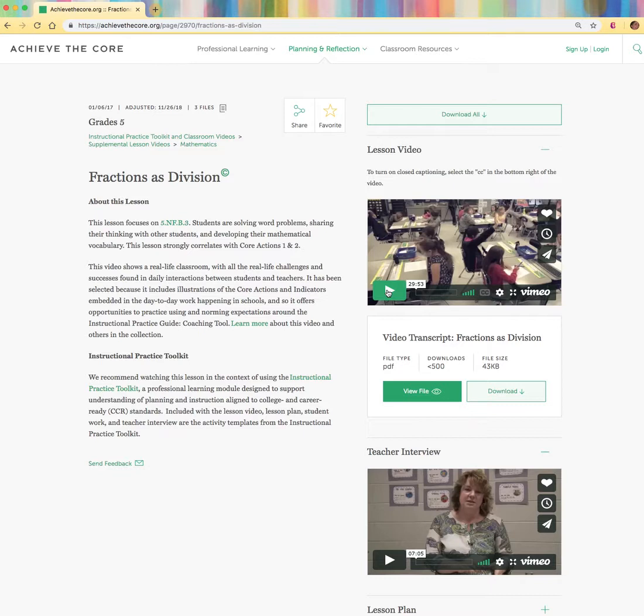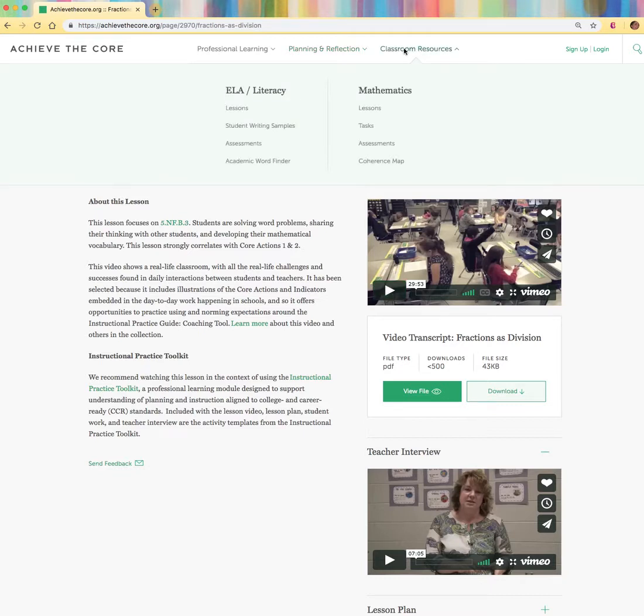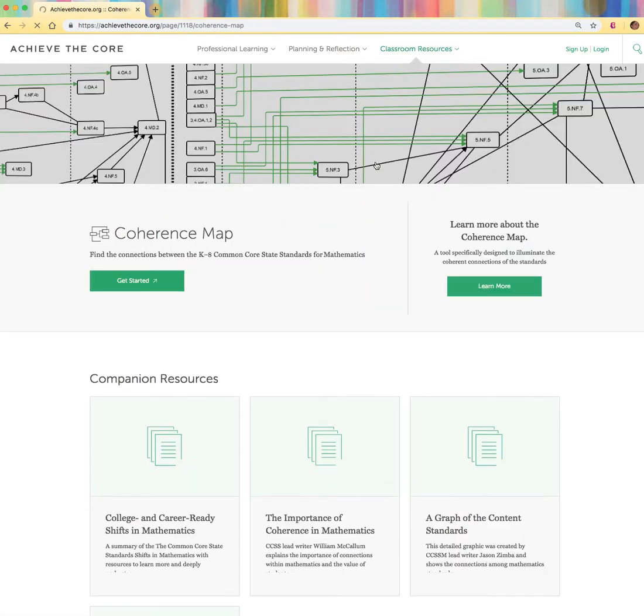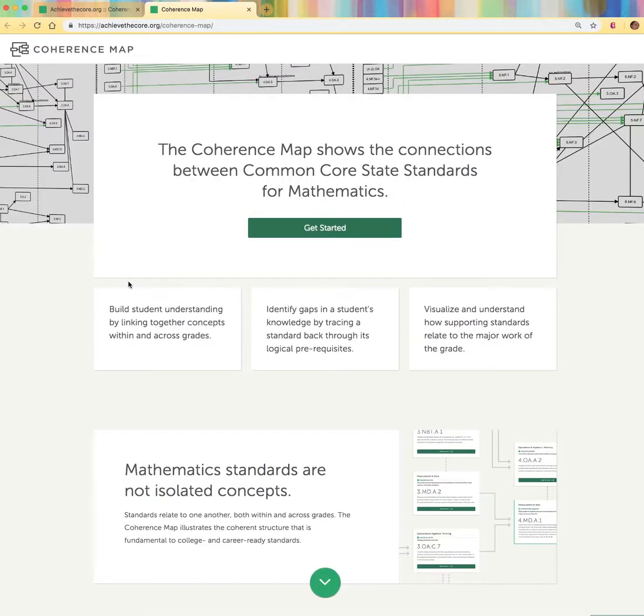All right, so go back to the top and you'll see classroom resources right here. When I mouse over it, you'll see that there's a drop-down menu. Then you'll see Coherence Map. That's what I'm looking for, Coherence Map. Click that. Once I click that, there'll be a button here that says Get Started. Click it. Then it's going to give me a little bit more information, and it'll ask me to click a Get Started button again.